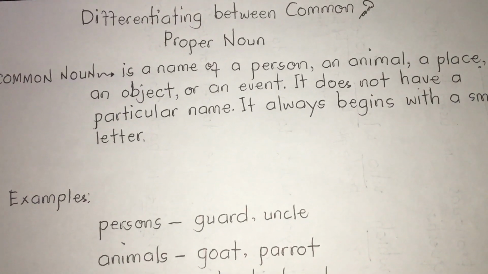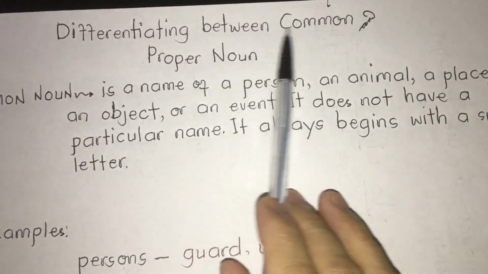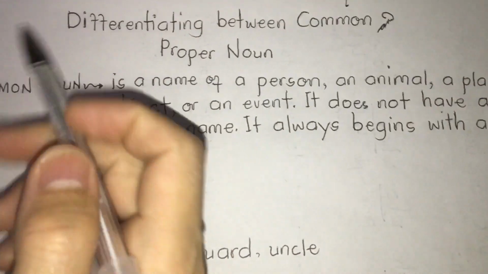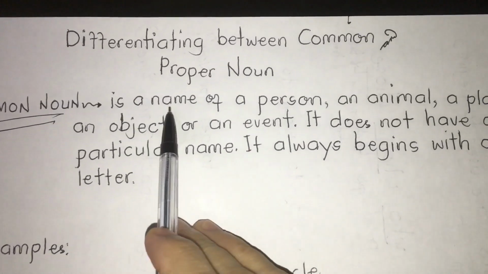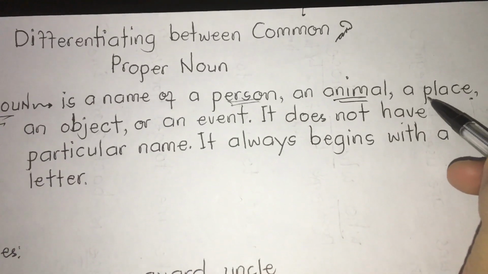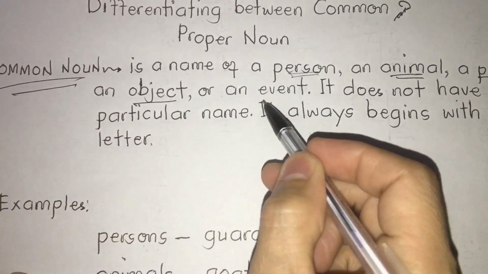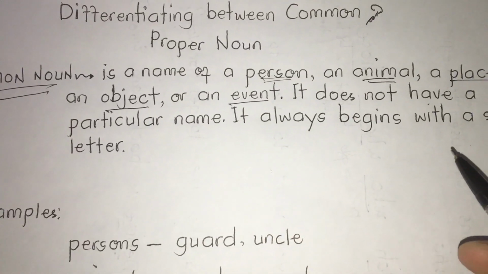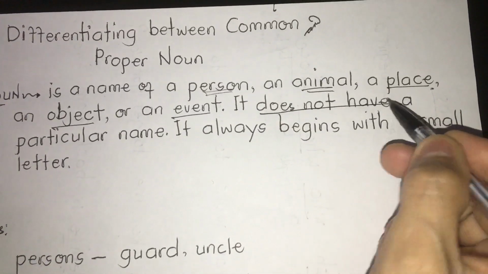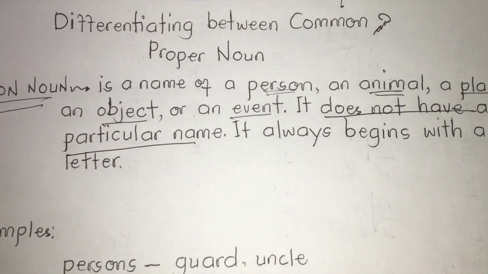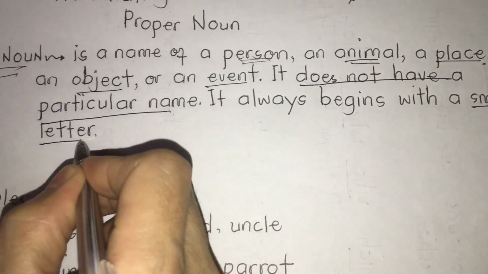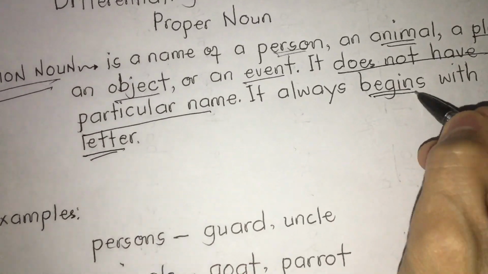Today, class, we are going to discuss differentiating between common and proper nouns. A common noun, class, is a name of a person, animal, a place, an object, or an event. But remember, a common noun does not have a particular name. And remember, it always begins with a small letter, lowercase.